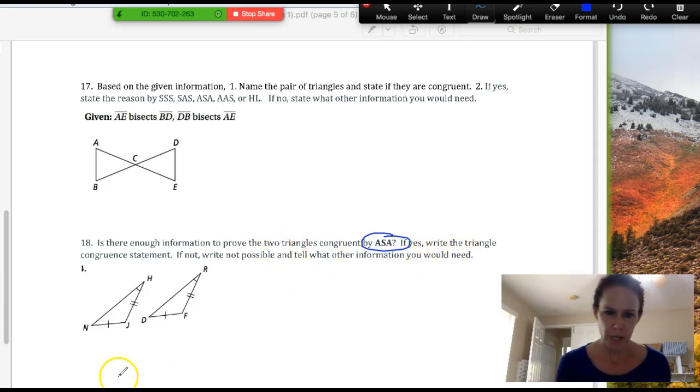All right. Is there enough for angle, side, angle? I have an angle. I have a side, but I don't have this angle or this angle. So no, I don't have two angles. I do not have enough for angle, side, angle. I have angle, side, side, but that spells the bad word, and it only works if I have a right triangle and I use hypotenuse leg. So the answer here would be not possible.